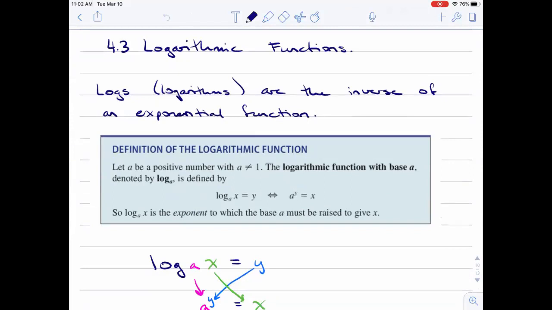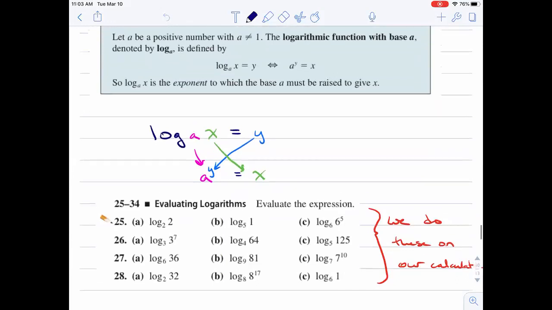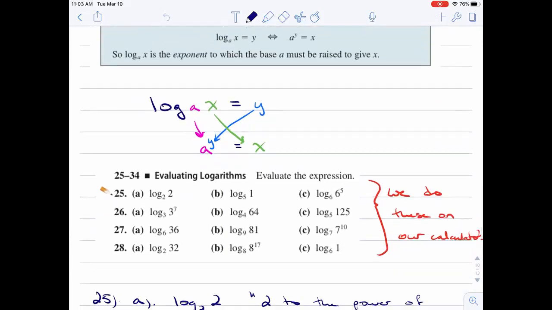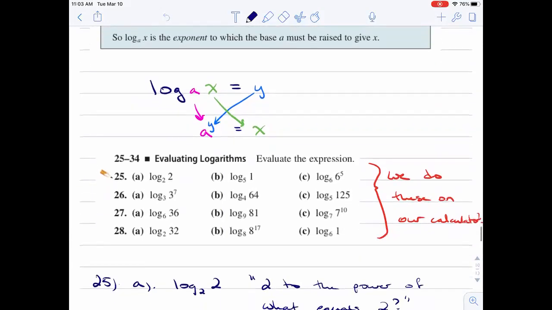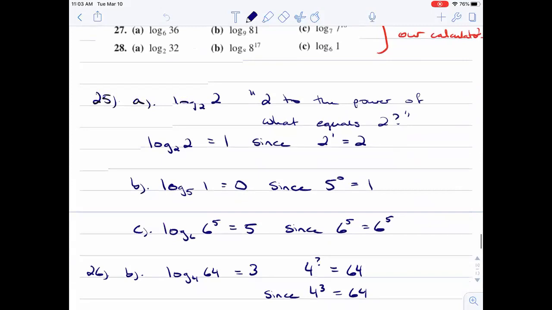We got into section 4.3, right? And we established that logs are just the inverse of an exponential function. So log base a of x equals y, we can write as a to the y equals x. And then we use that to solve logs. And then I did warn you that we are just going to do these on our calculator, right? So that's not something that we need to be able to do. It's just good to know the mechanics of it all.